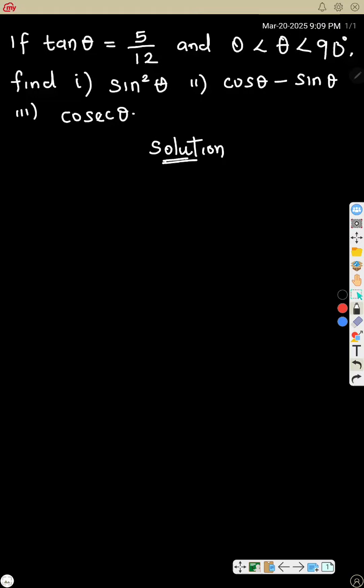So now, if tan theta is equal to 5/12 and 0 is less than theta is less than 90 degrees, find sine square theta, cos theta minus sine theta and cosec theta. First, if you have a question like this, we know that tan theta is equal to 5/12. So draw a right angle triangle, with angle theta.